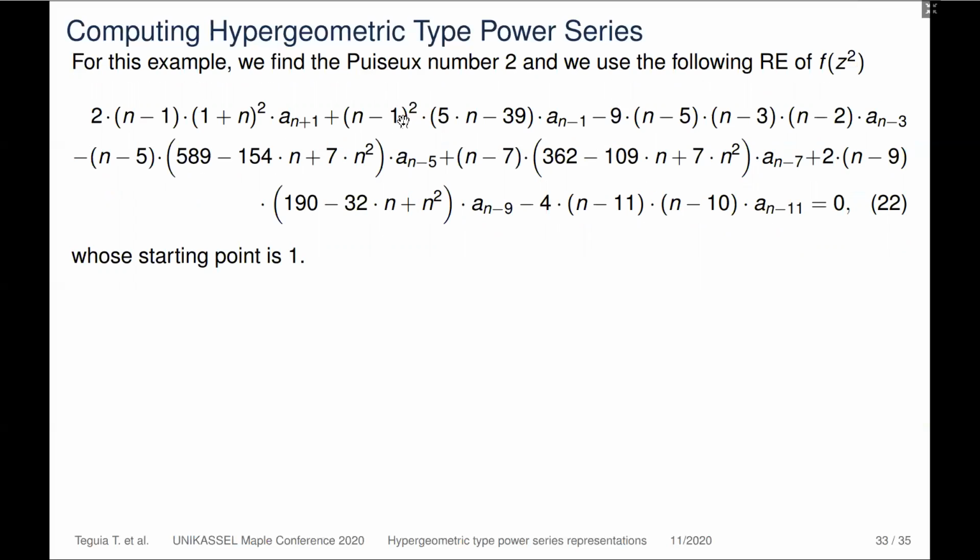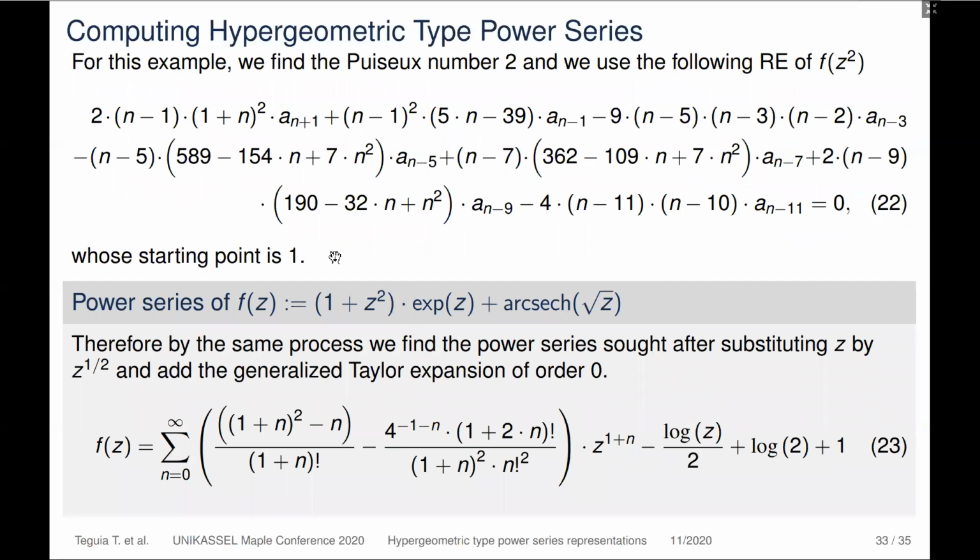This gives this recurrence equation here, and from this recurrence equation we found the starting point is equal to 1, and this will be used to compute the Taylor expansion of order 1, which will give these terms here, and we will compute the power series of f of z squared in the same way as we did previously. And finally, substitute z by the square root of z to find the power series representation of f of z. So this is basically how the algorithm works.